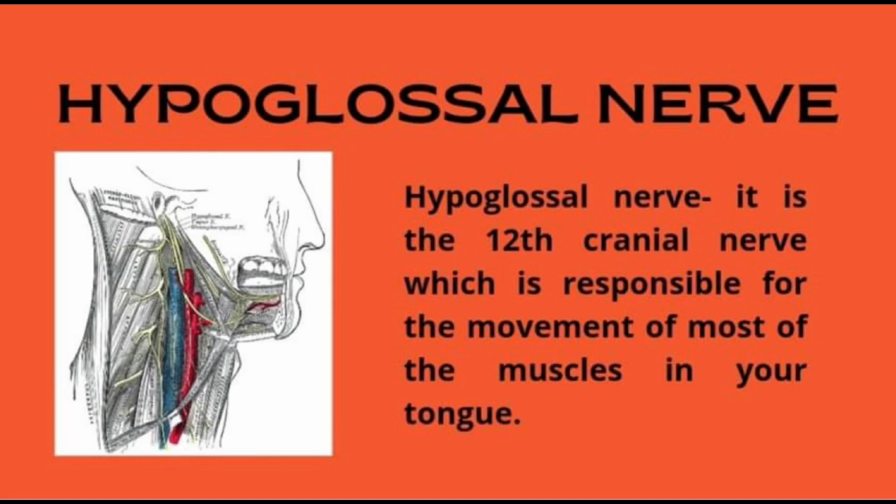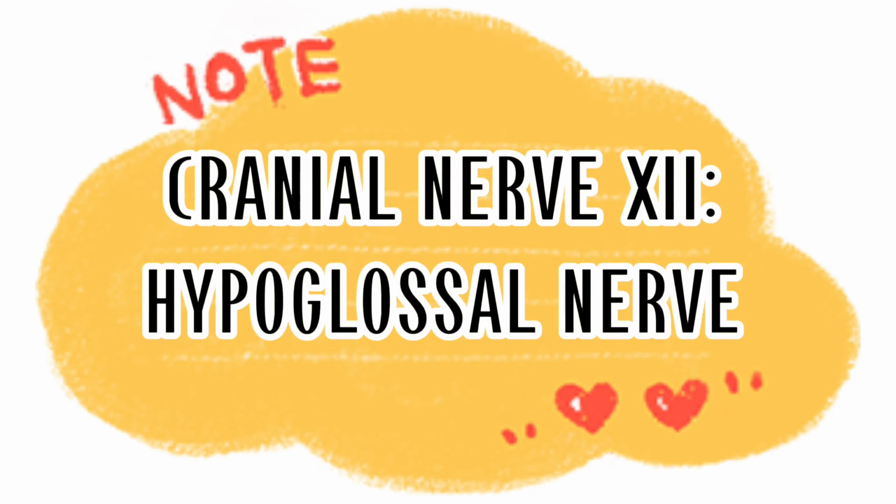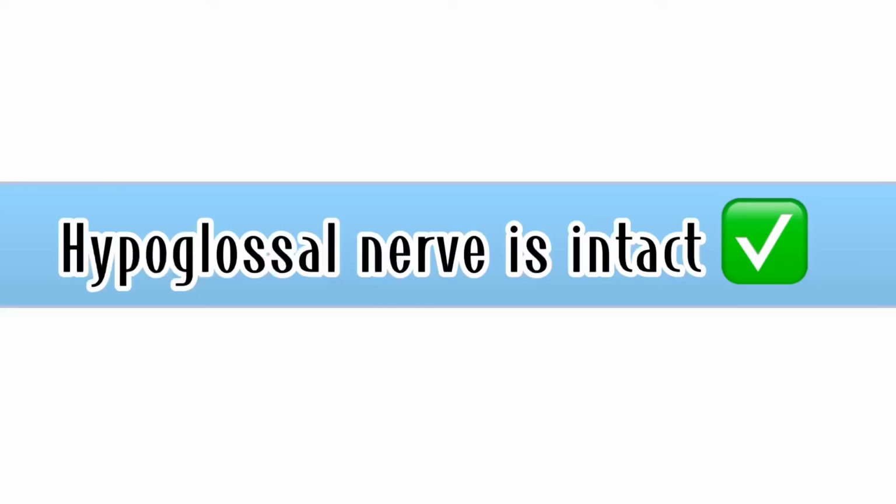And lastly, the hypoglossal nerve. It is the 12th cranial nerve which is responsible for the movement of most of the muscles in your tongue. Okay, princess, I want you to stick out your tongue and move it from side to side. Hypoglossal nerve is intact. And that's how we perform cranial nerve assessment.